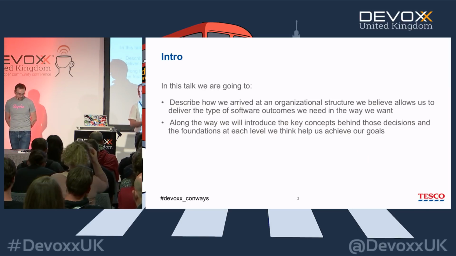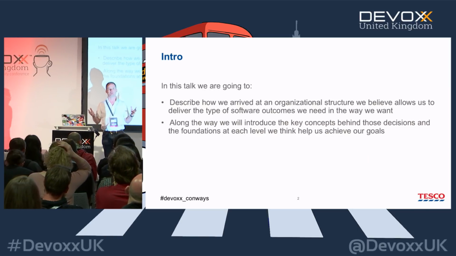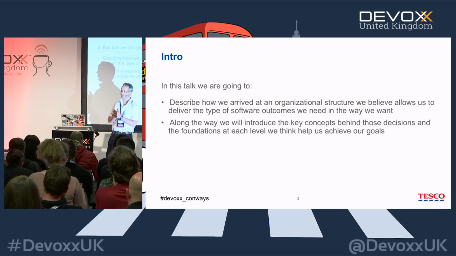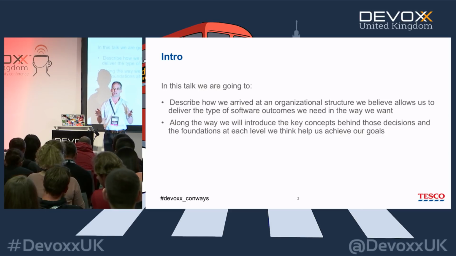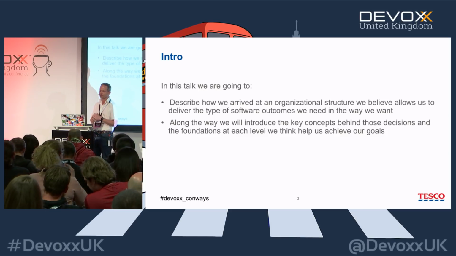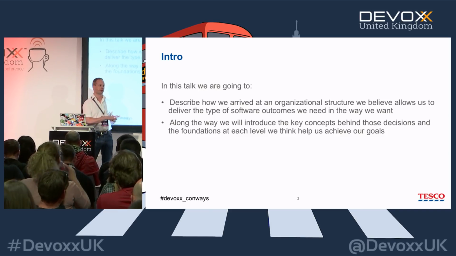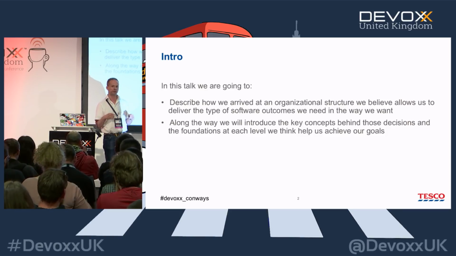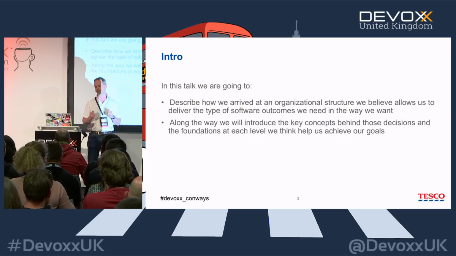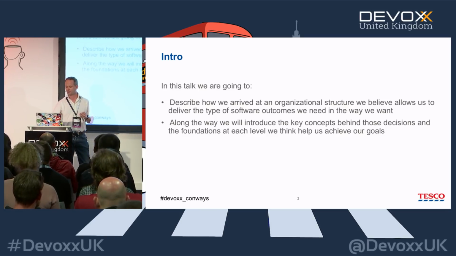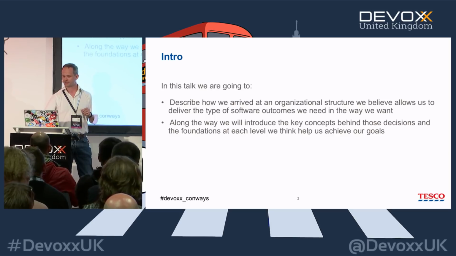So today we wanted to describe how we got to our organizational structure at Tesco. It's been a long journey for us. We've been working on this for about 8 years and just transforming where we are. Along the way, we'll introduce you to some of the concepts that helped us form our views of how we should be structured. But a health warning on this. This is what works for Tesco. Apply it with that in mind.